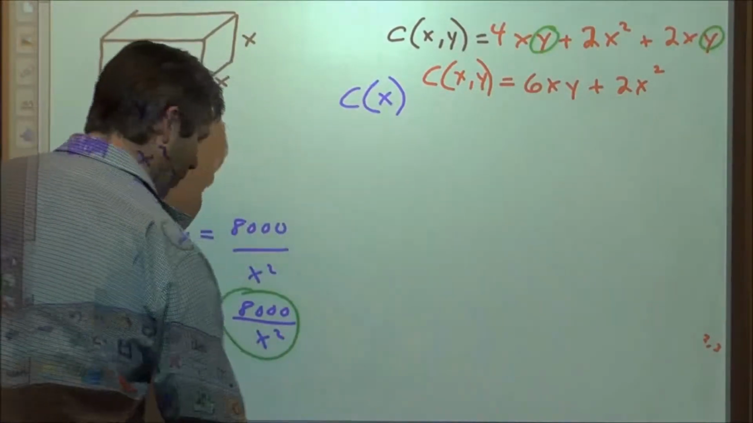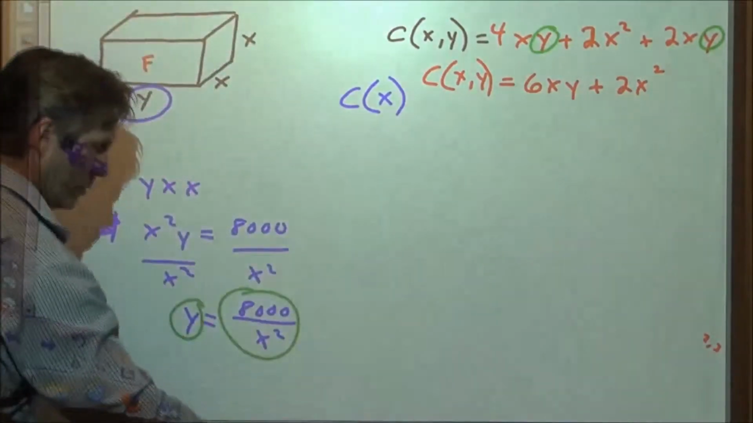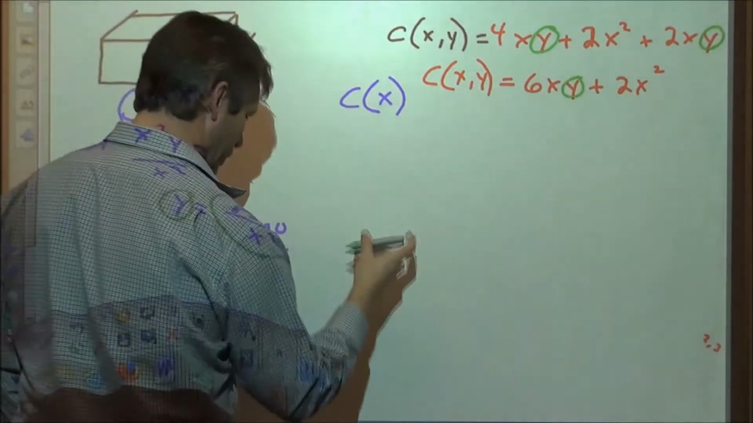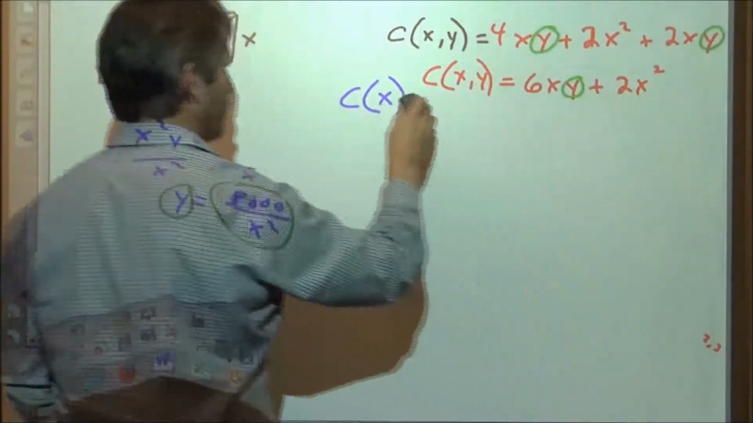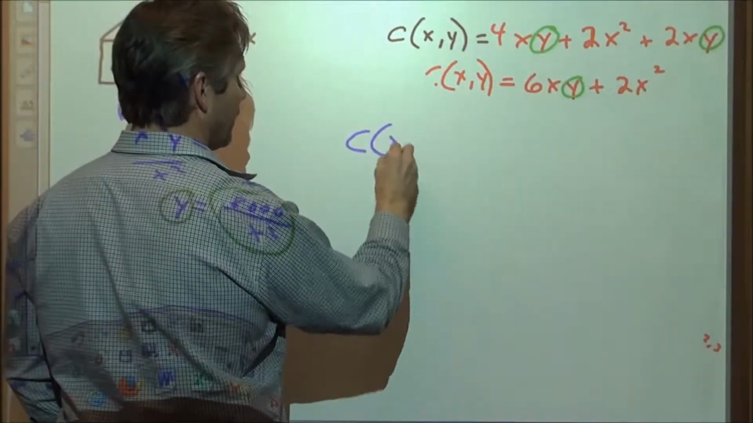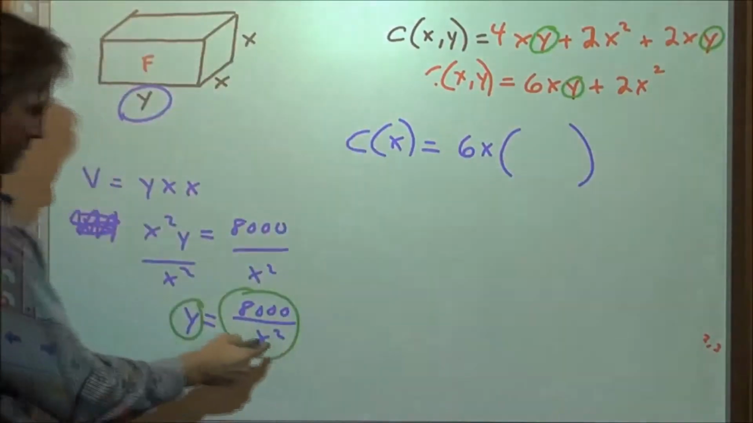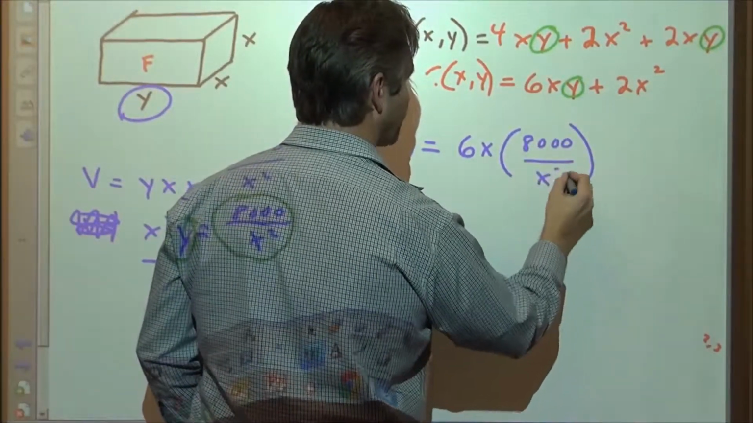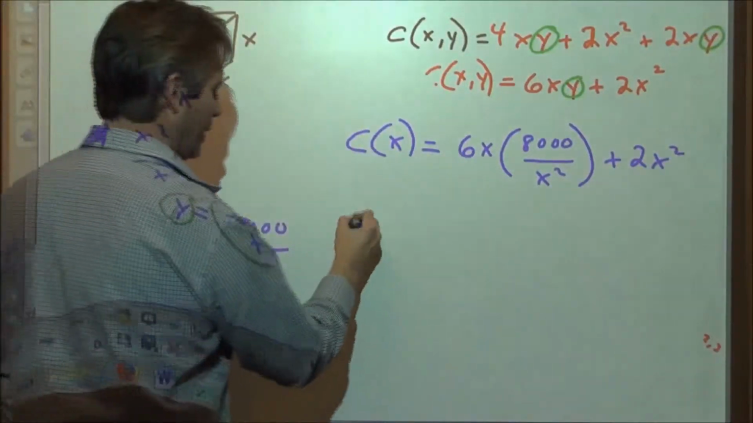Okay, so now we're going to write this as a function of x, and where we see the y, we're going to replace it with something equivalent to y just in terms of x. So we just drop this down a little bit. Here we go. The cost function as a function of just x is going to be 6 times x times this, because this is y, plus 2x squared.